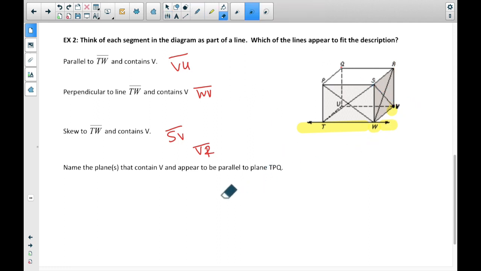All right, and then our last one is another plane. So it contains V and it appears to be parallel to TPQ. TPQ is the one, we can't really see it very well. It's the one over here on the right-hand side. So if we want a plane that's parallel, we're going to look at this plane right here. It includes V and it is parallel to that plane. So we're going to say VRS. And I called it VRS, but you could call it VWS, RVW. There's just any three letters that are in that plane. Okay, let's turn the page.